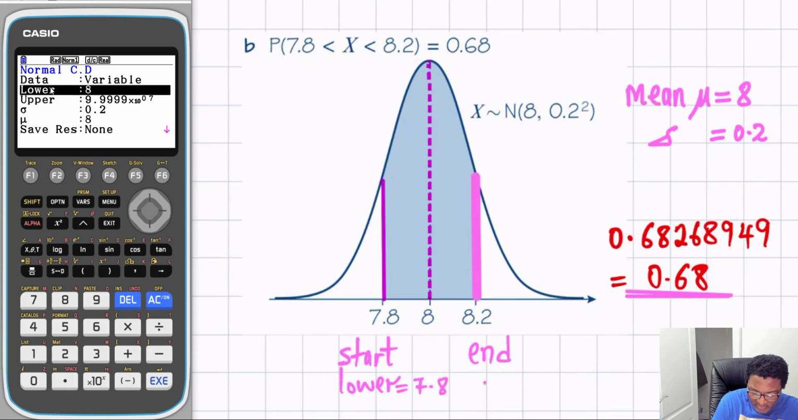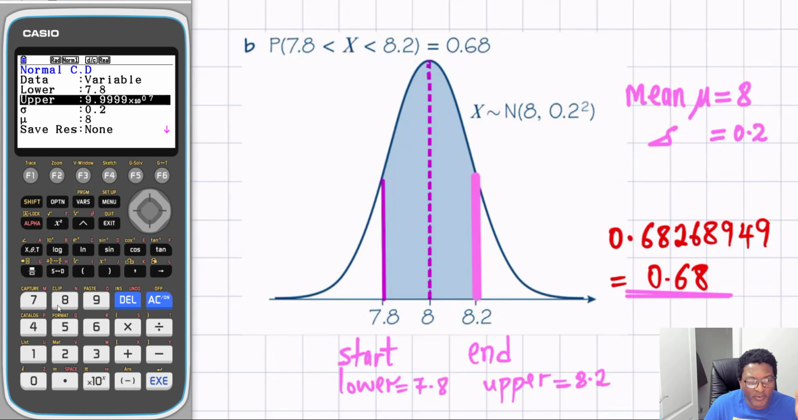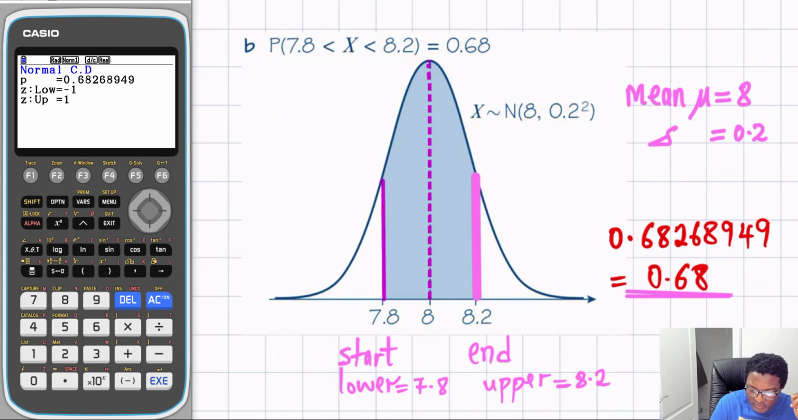And for the upper, you will put 8.2. So we start, lower is 7.8. Execute. Upper is 8.2. Press execute. Sigma is 0.2 standard deviation, and the mean 8. And that will give you 0.68268949. And that is your answer.